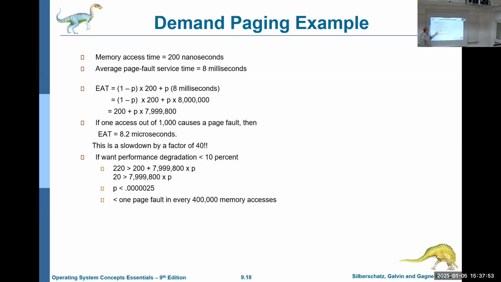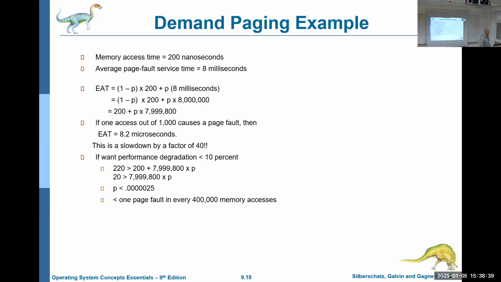So we have to say it like this. We want the performance equation, so that means we want 220 to be greater than 200 plus p times 8 million nanoseconds. What do we do here? We subtract 200 from both sides and get rid of the 200. So it's 20. So we have to have a very small p: 0.0000002. Very small. One page fault every 400,000 memory accesses.